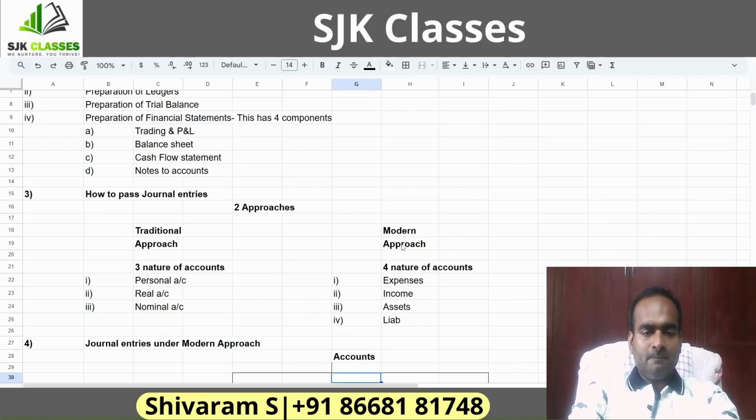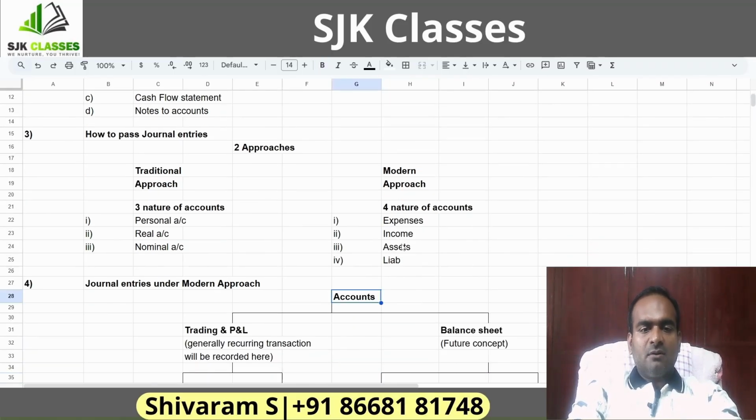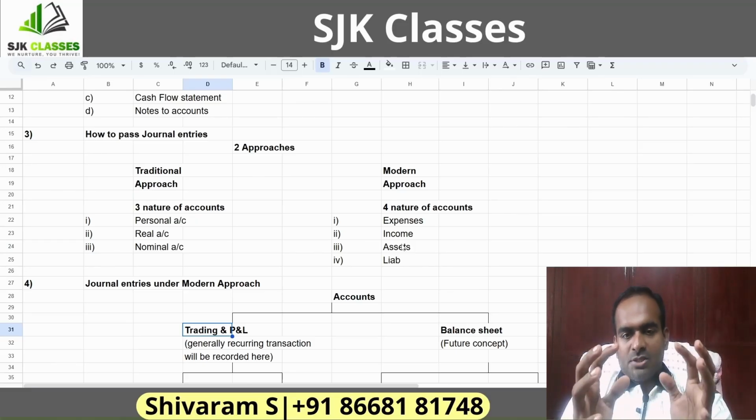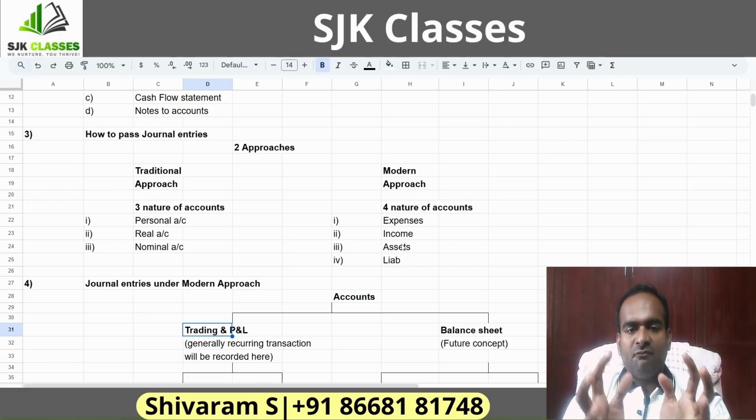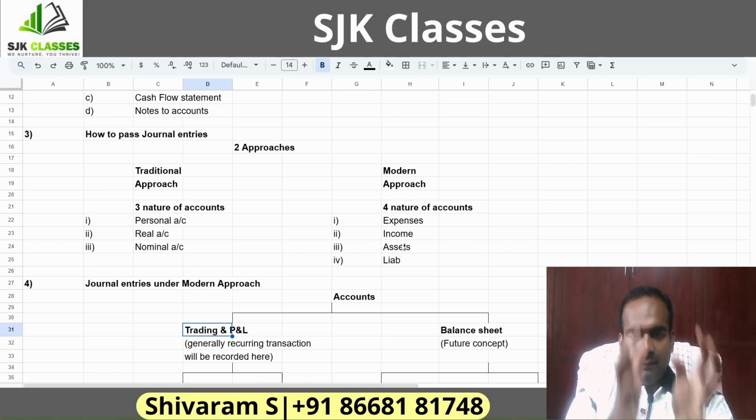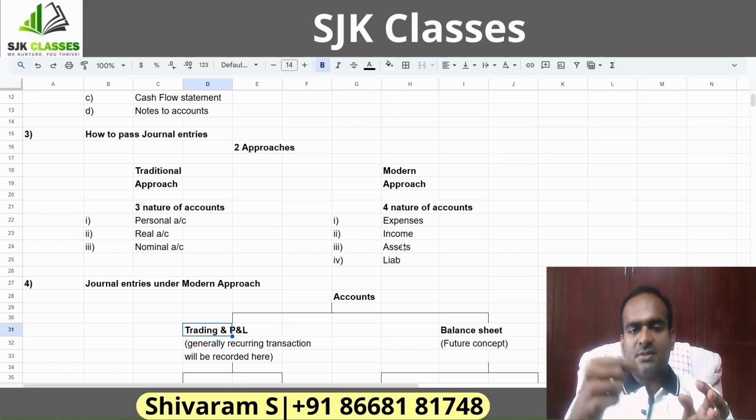Here, what we do now, first, is we have two broad categories called trading and P&L, and balance sheet. This trading and P&L, what will happen now? Generally, the recurring type of transactions will get captured in trading and P&L. In the trading and P&L head, all the recurring transactions will get captured.